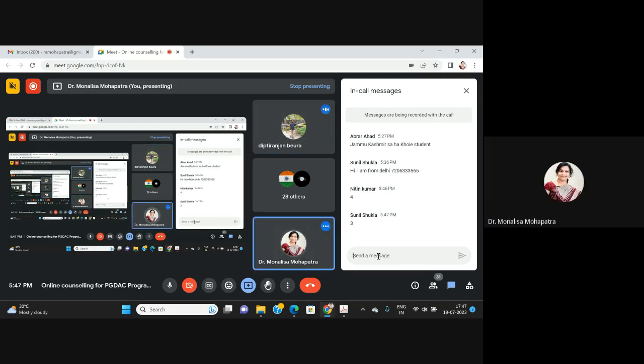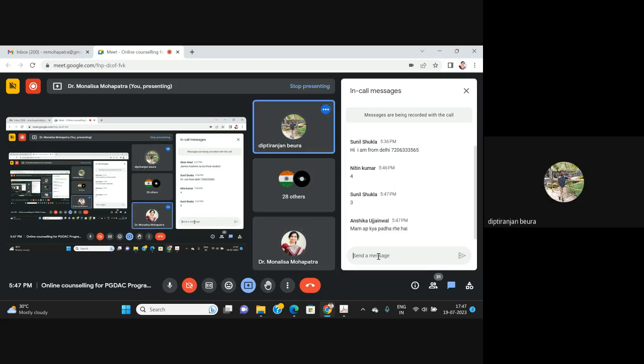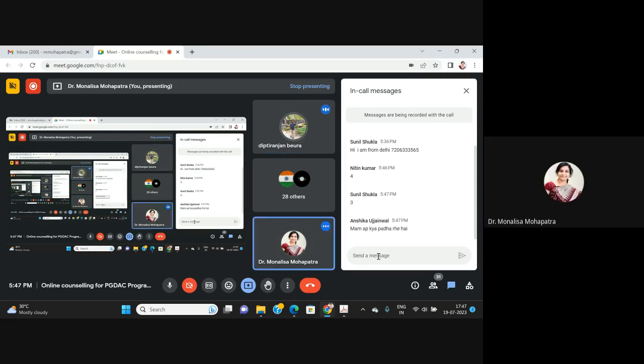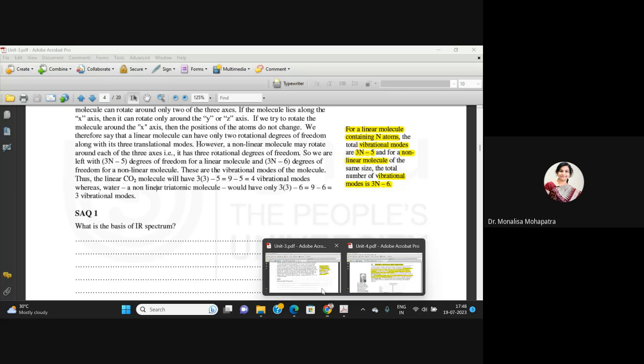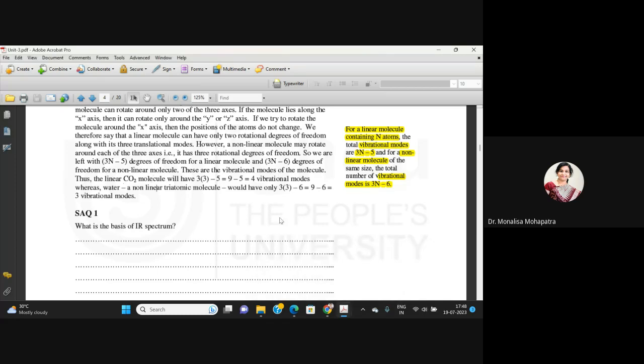CH4. So we are dealing with CH4, is it non-linear or linear? Non-linear. I am not teaching now, I am just giving you a problem and waiting for who is writing what in the chat box. No one is writing. So again I am coming back to the study. Your CH4 is non-linear, so accordingly it is 3n minus 6.